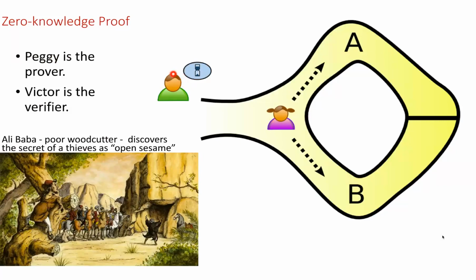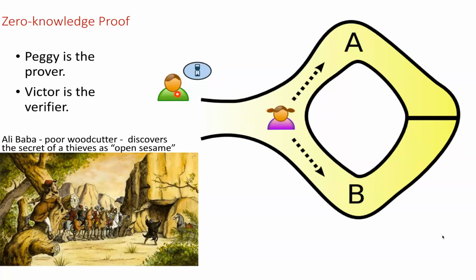So Victor looks away and asks Peggy to go into the maze. She must prove that she knows the secret passphrase to open the door between the tunnels, and she must prove that to Victor. So she goes in. Let's say she goes to A. Victor then says appear through A, and Peggy appears through A. She's not proven that she knows the password yet, but she had a 50% chance of getting that right.